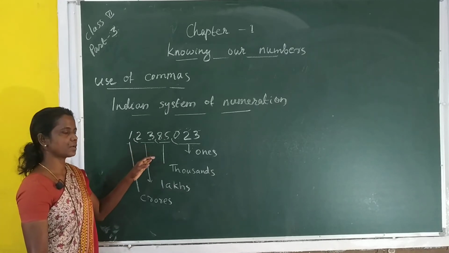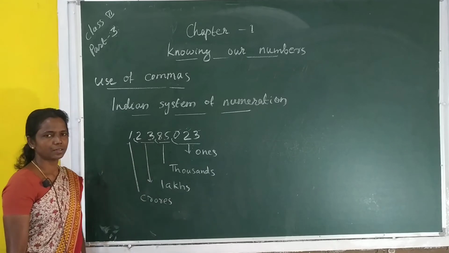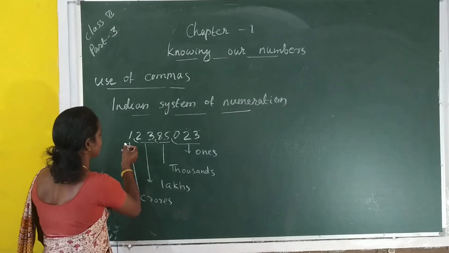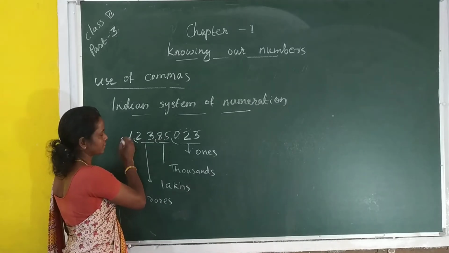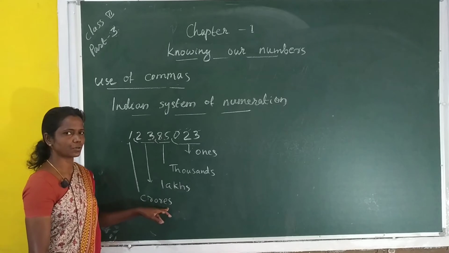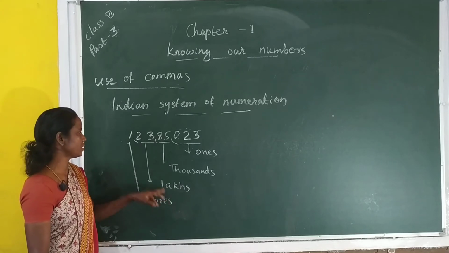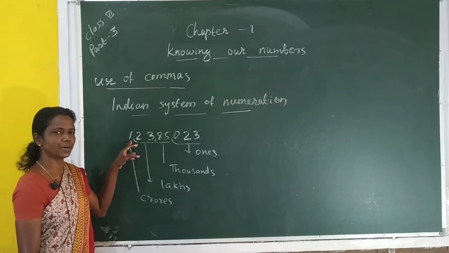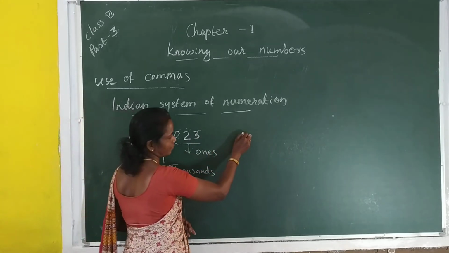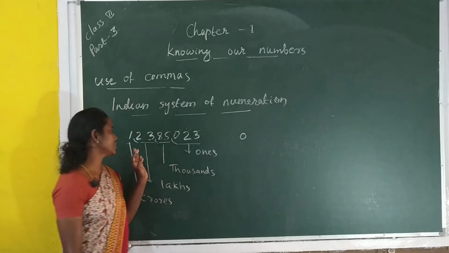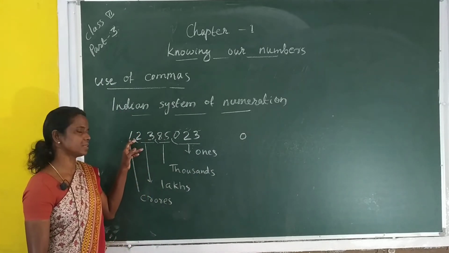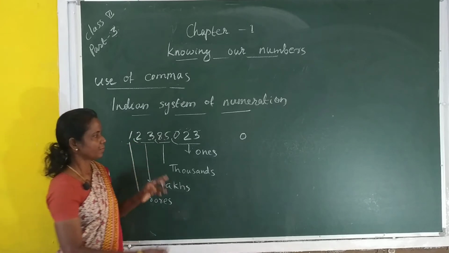Then next, first we put commas. Then after, how to read this number? How to read? Look, start from which side? Left. Then look, which period is this? Crores. So in this crores period, how many digits? Look, only one digit. So we write this digit's name. One digit, one. So the digit's name is one.